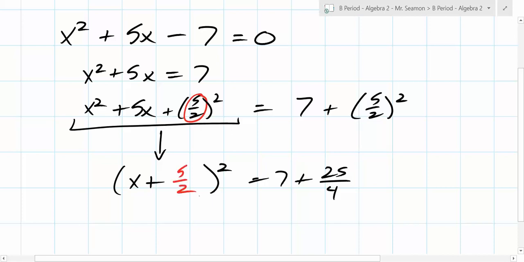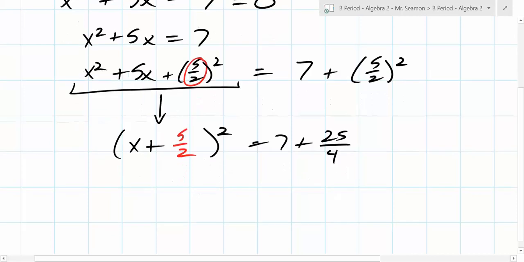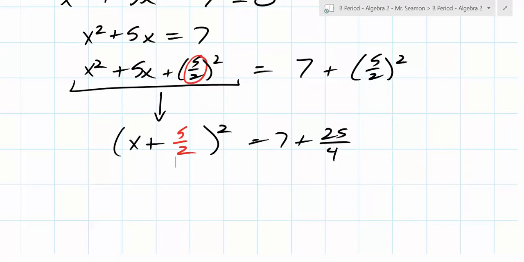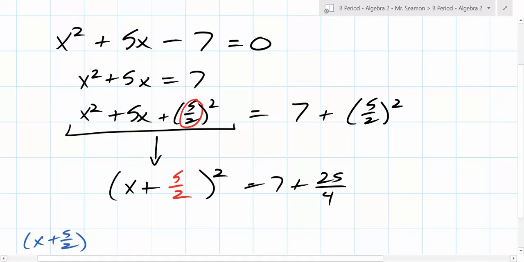What's really cool about it? And we can test that out. How do we test that out if we really wanted to test that work? How did we get 5 over 2? You do half of that value right there. Whatever that value is, you do half of it squared. It's just a method. And the reason it works is, take a look.